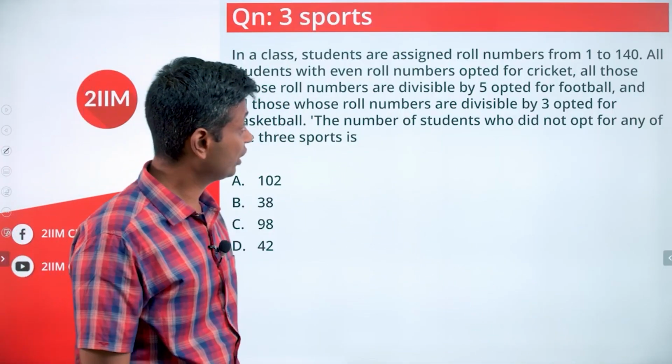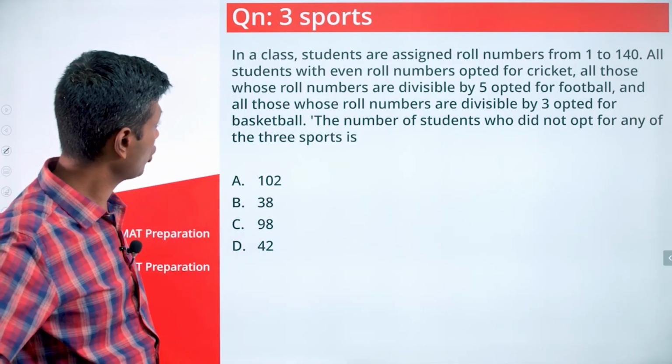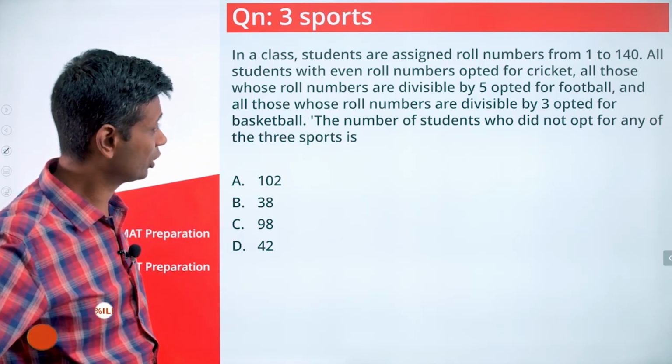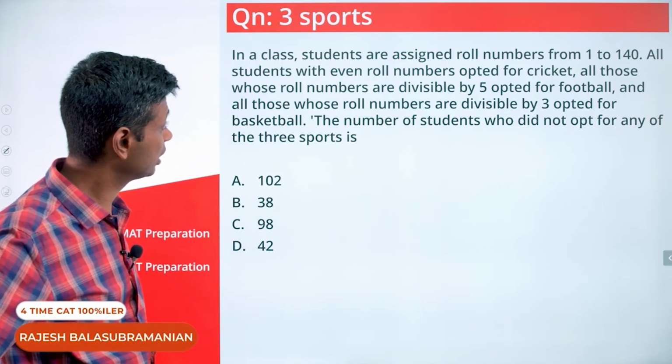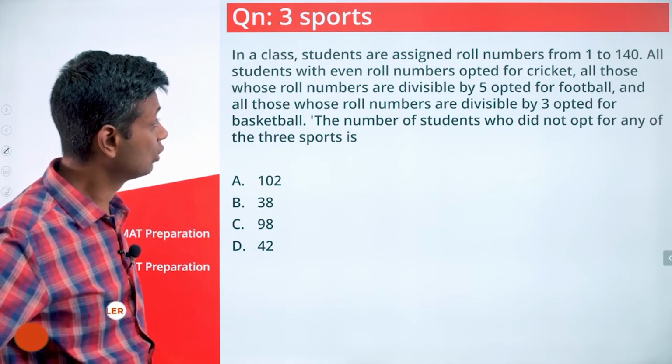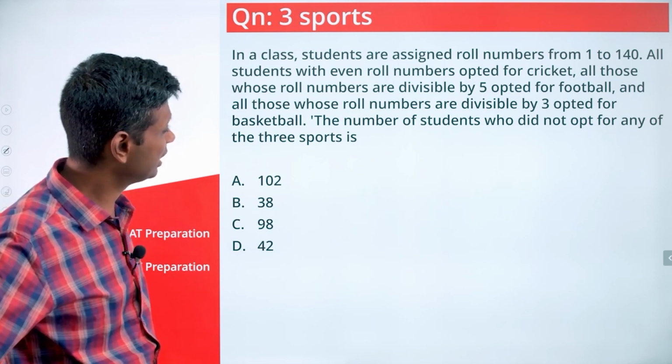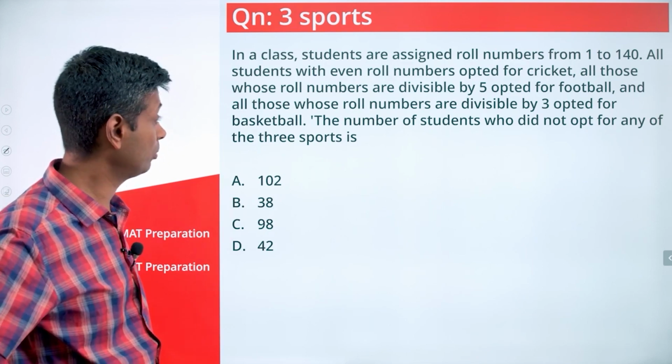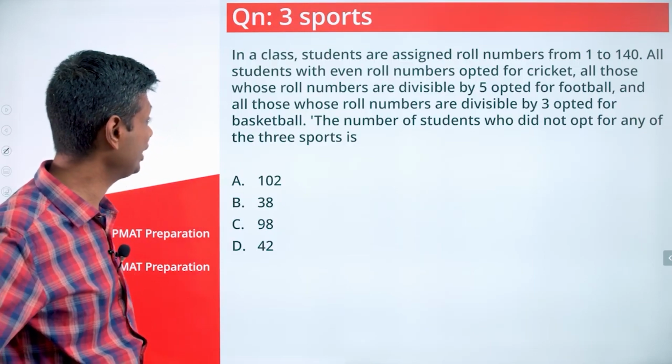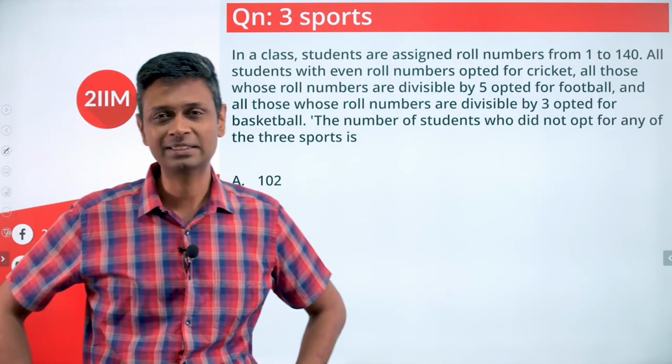In a class, students are assigned roll numbers from 1 to 140. All students with even roll numbers opted for cricket. All those with roll numbers that are divisible by 5 opted for football. Those with roll numbers that are divisible by 3 opted for basketball. The number of students who did not opt for any of the three sports is a classic set theory question.